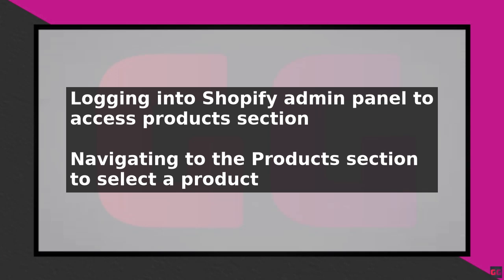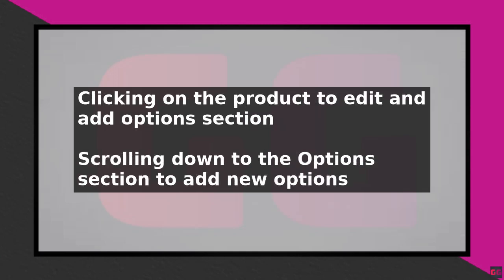In the Product Details page, scroll down to the Options section. If you do not see the Options section, click on the More Actions drop-down menu and select Edit Product Template. In the Product Template page, click on the Add Option button.